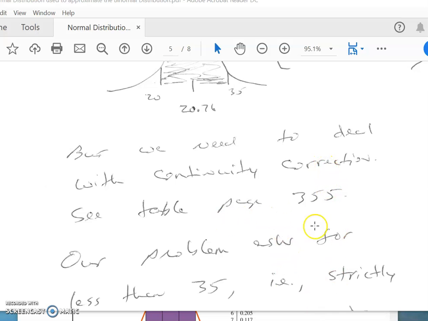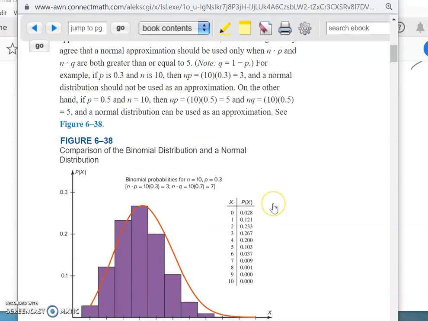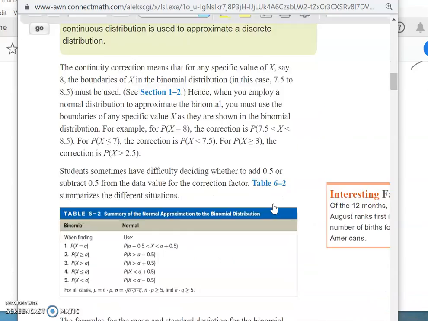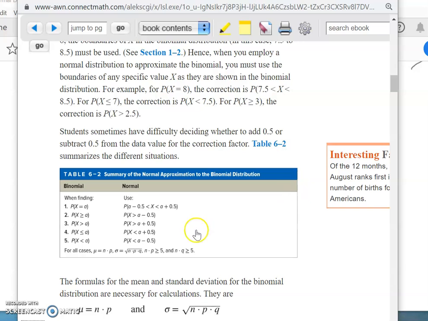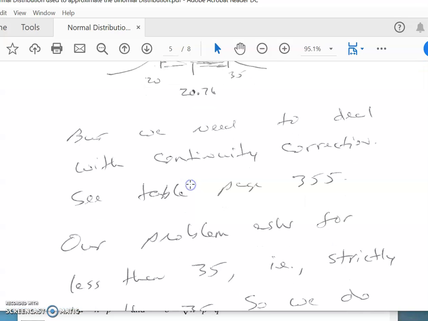And that's the table that I showed you on page 355, which, let me see if I can grab that real quick. Here it is. If x is strictly greater than some number alpha, we're not going to include alpha, so it's going to be greater than alpha plus 0.5. If it's strictly less than alpha, it's going to be alpha take away 0.5. So this summarizes what we're doing, and we're going to use that table.